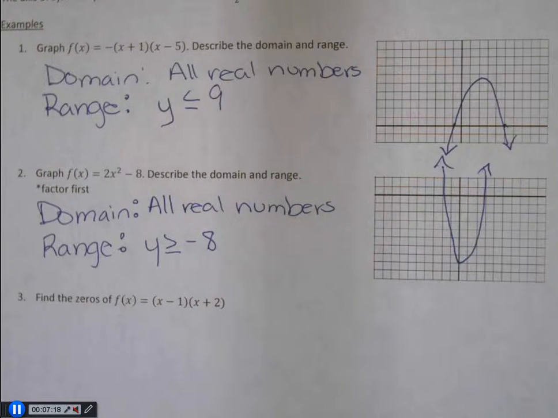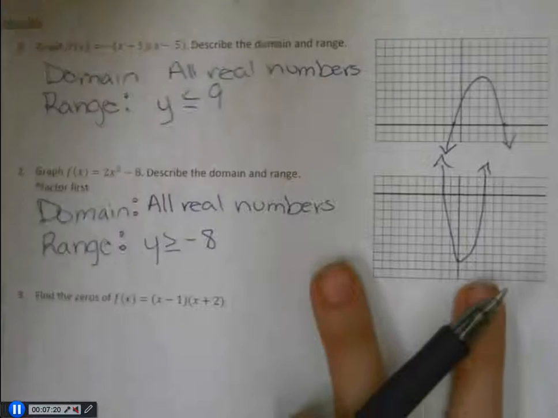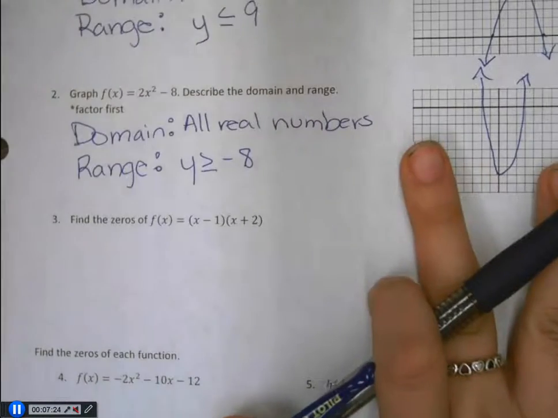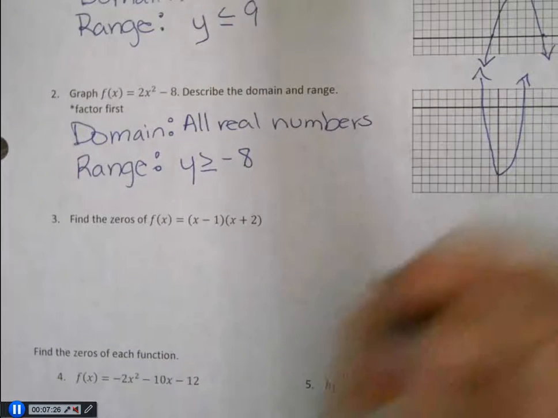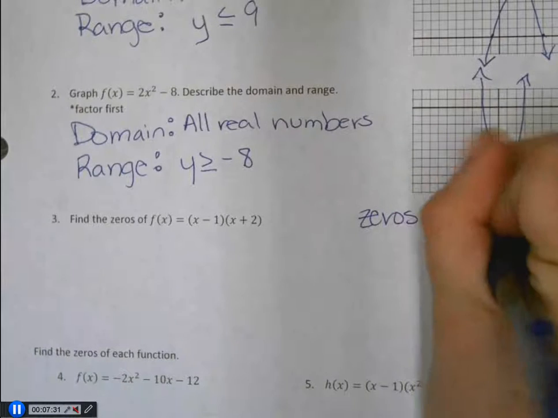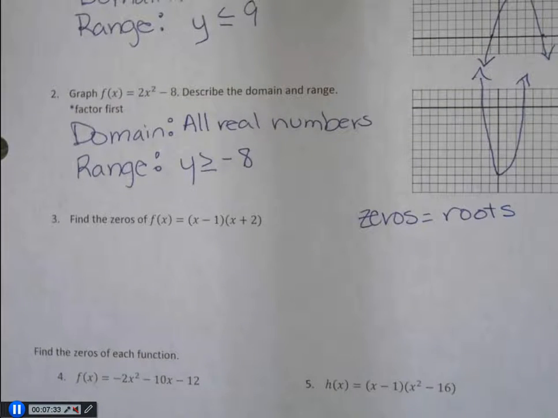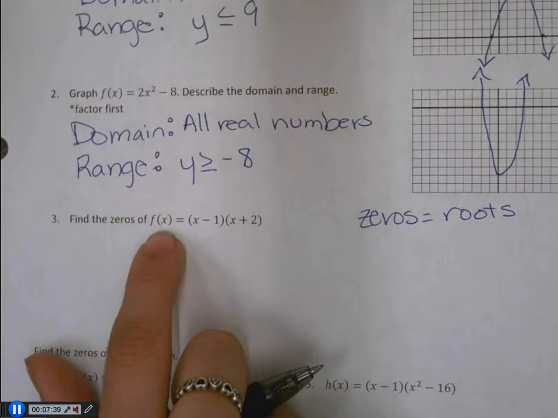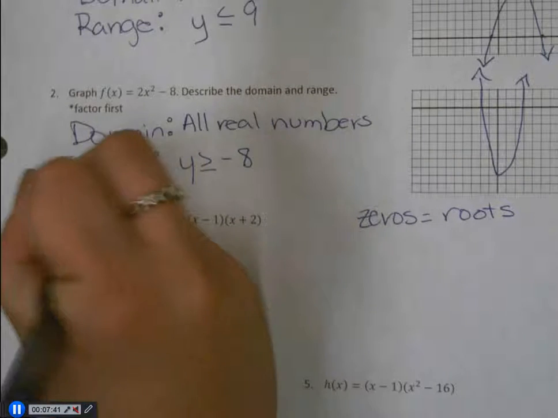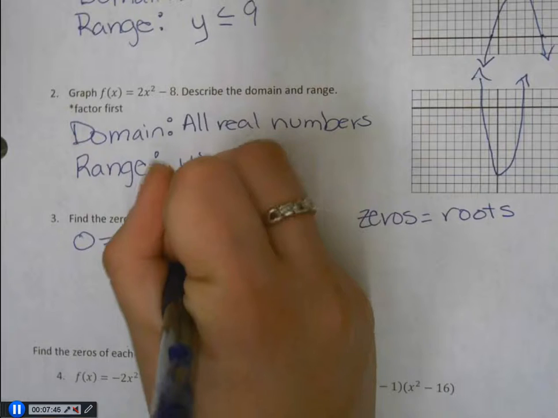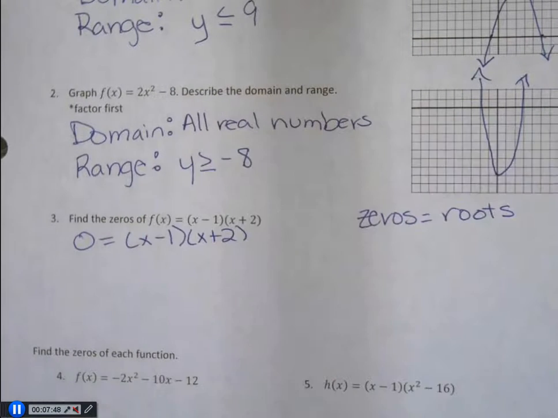Okay, on number 3, it wants me to find the zeros. So remember, anytime something tells me to find the zeros, oh, I also forgot to tell you before, it might say find the roots. Zeros and roots mean the same thing. So if you ever see that, it means the same. But anyways, if it asks me to find the zeros, what I do is I replace the f of x or y equals whatever's on the other side of the equation with a 0. And then I want to solve this.